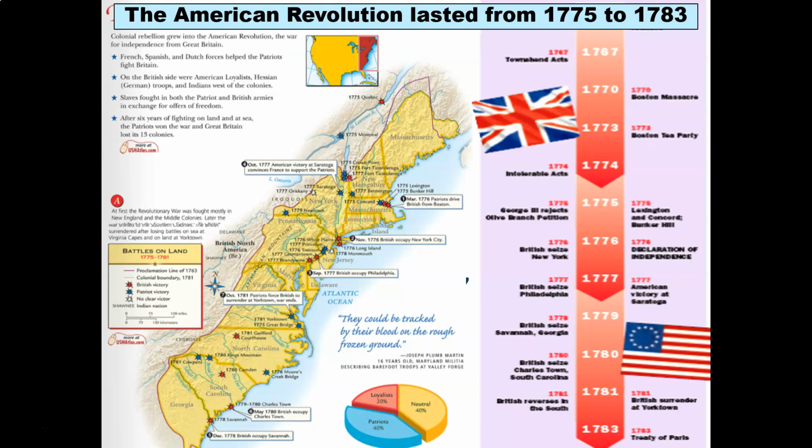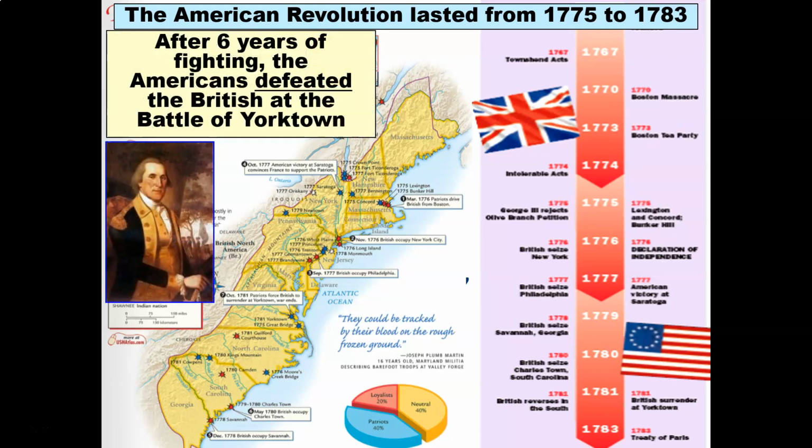And if you look right at the center, you see a breakdown of how colonists were divided during this conflict. About 40% of the colonists were neutral, about 20% were loyalists to, in this case, Great Britain, and about 40% were patriots. In other words, they were willing to give their life in order to gain independence. After 6 years of fighting, the Americans defeated the British at the Battle of Yorktown.